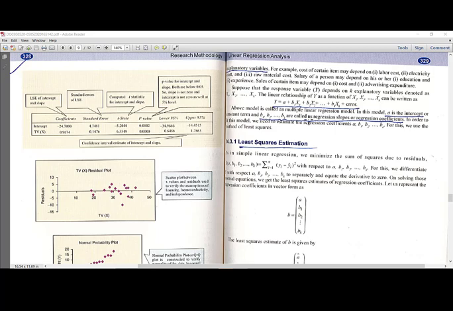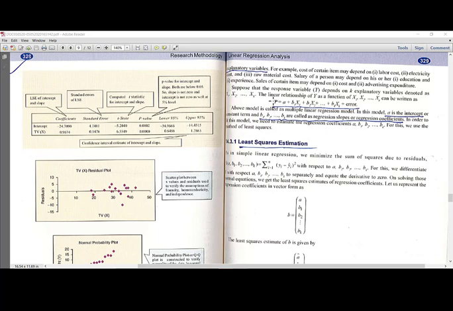For example, the cost of a certain item may depend on labor cost, electricity cost, and raw material cost. The salary of a person may depend on his or her education and experience. Sales of a certain item may depend on cost and advertising expenditure. Suppose that the response variable y depends on k number of explanatory variables, denoted as x1, x2, etc.